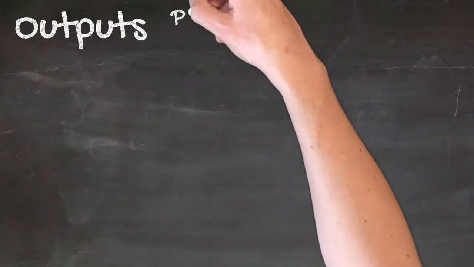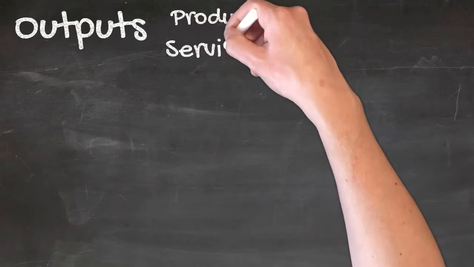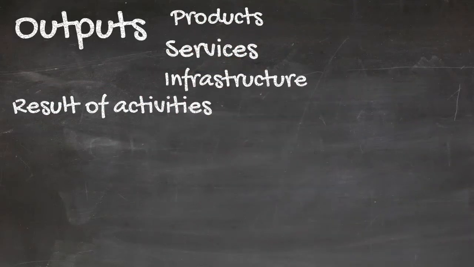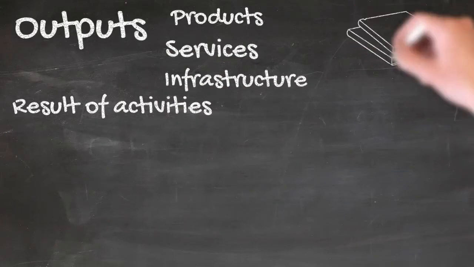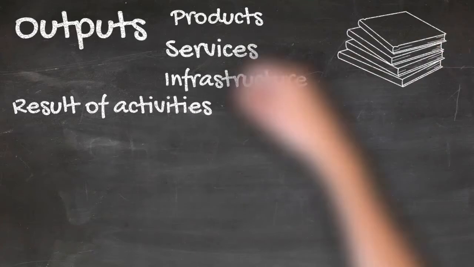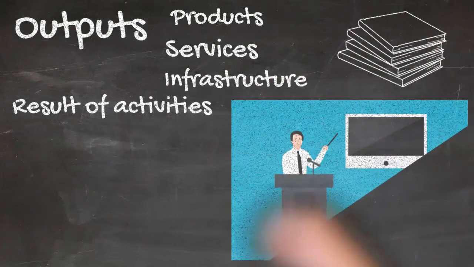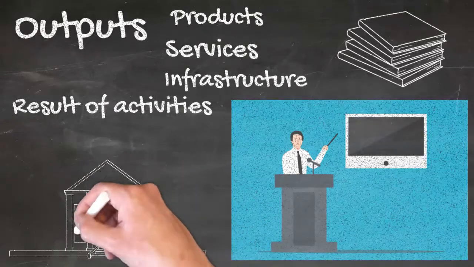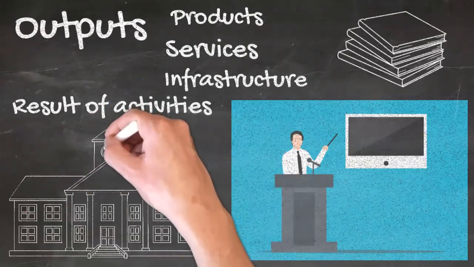Outputs. These are the direct product, service, capabilities or infrastructure resulting from our activities. Usually, it is immediate, visible, concrete and tangible. For examples, pamphlets distributed, research published, water treatment plant commissioned, participants trained, food aid delivered, funding made available are some of the outputs.